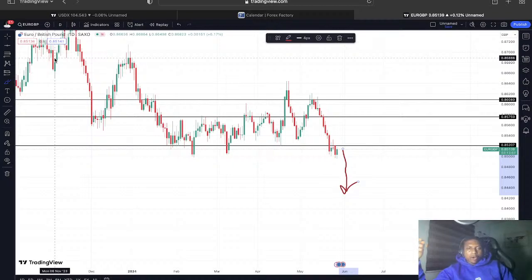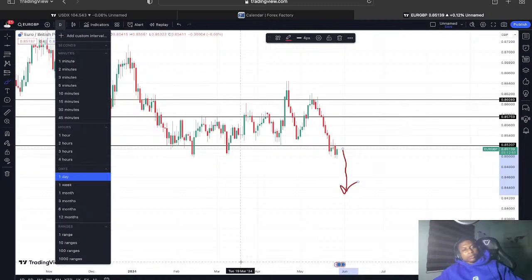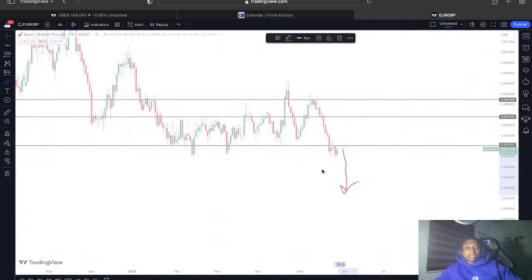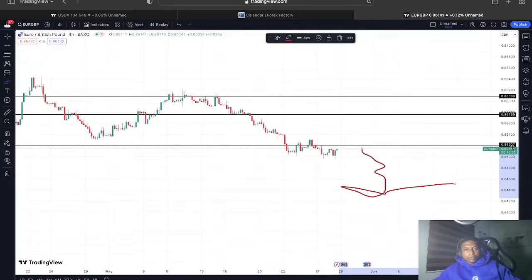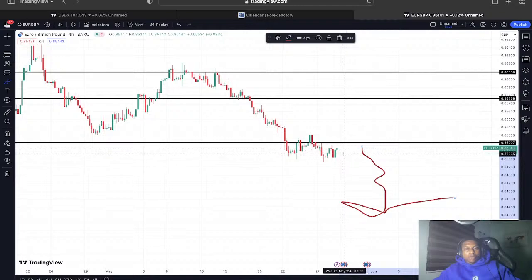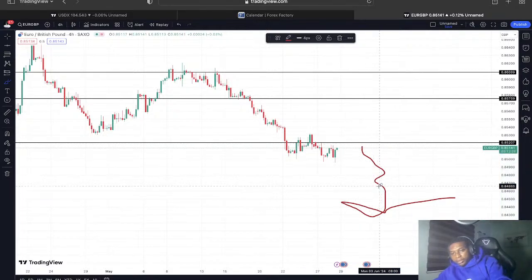So for euro pounds now, I have a bearish outlook on euro pounds. We can see that there is a breakout downwards, and then price is coming back to retest a bit. So it's a retest. Price is coming to retest before the continuous movement.